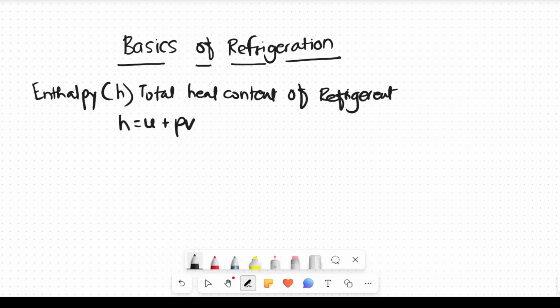Now, how do we use this enthalpy in refrigeration? These enthalpy values are used to find out the energy calculations. For example, the work input to the compressor, heat rejected by the condenser, then heat absorbed in the evaporator, etc.